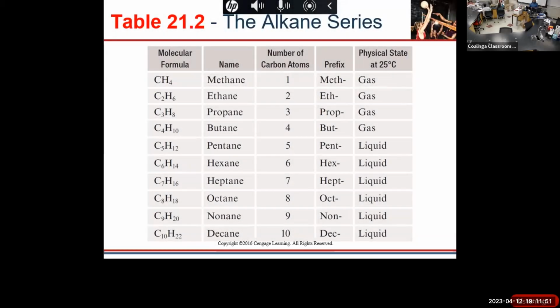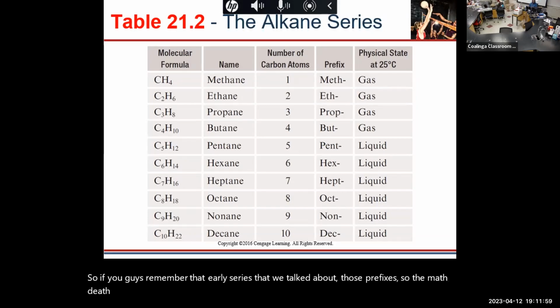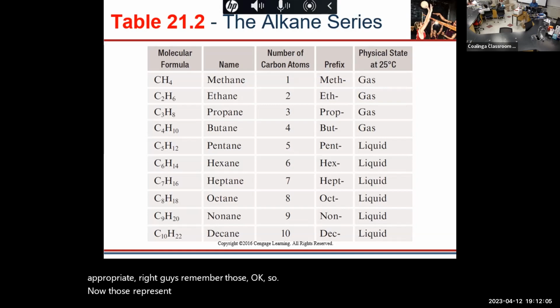Okay, so if you guys remember that early series that we talked about, those prefixes, so the meth, the eth, the prop, you guys remember those? Okay, so now those represent the number of carbons, right? You guys recall that it represents the number of carbons. So like but has 4 carbons.